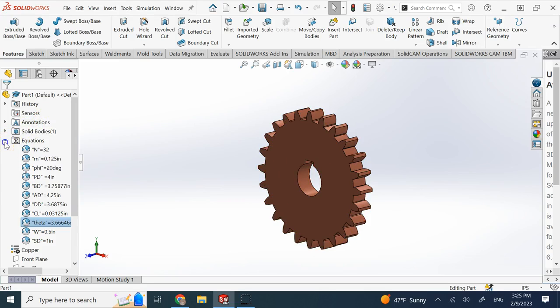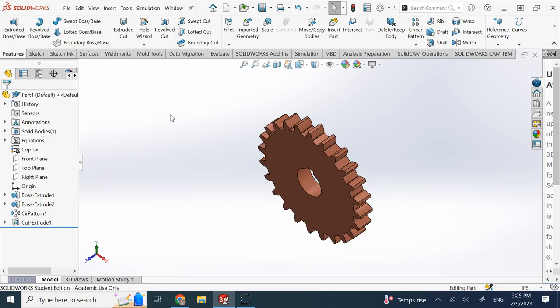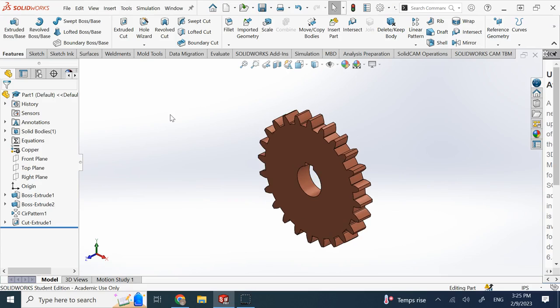But basically, this is what you have over here, and hopefully this is a relevant video for you on how to make a spur gear in SolidWorks.